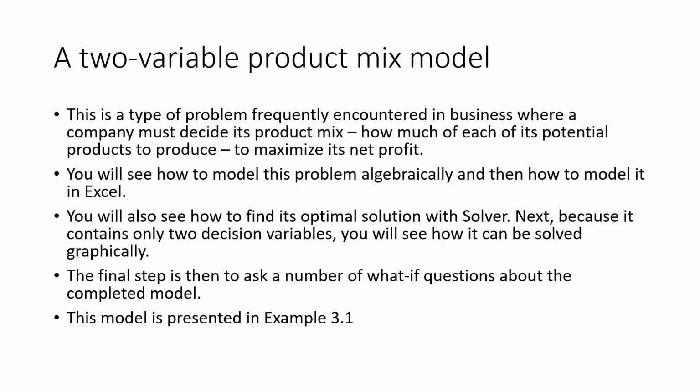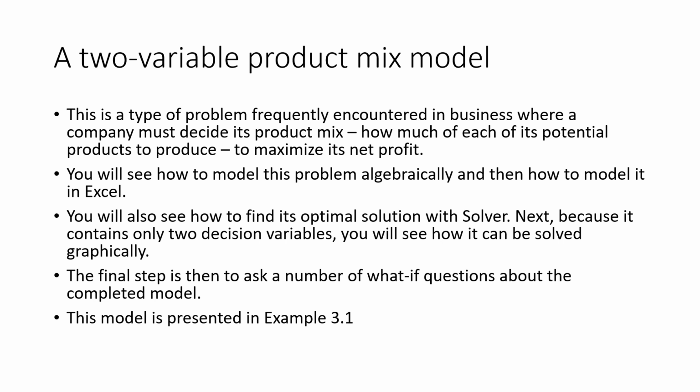In our first example, we're going to look at a two-variable product mix model. And this is a type of problem frequently encountered in business, where you've got to decide what to make and how much of each product to make. So if you've got one machine, but you could make multiple products on that machine, if those products take different amounts of time to manufacture, then you have to decide which product it makes sense to make the most of, while still maintaining a reasonable product mix, maybe subject to some market demands.